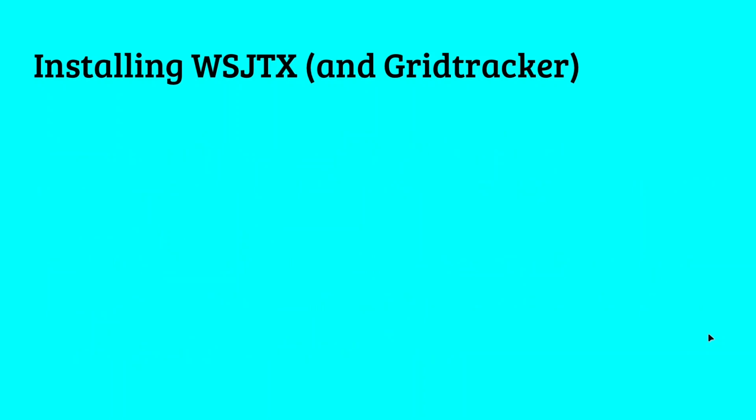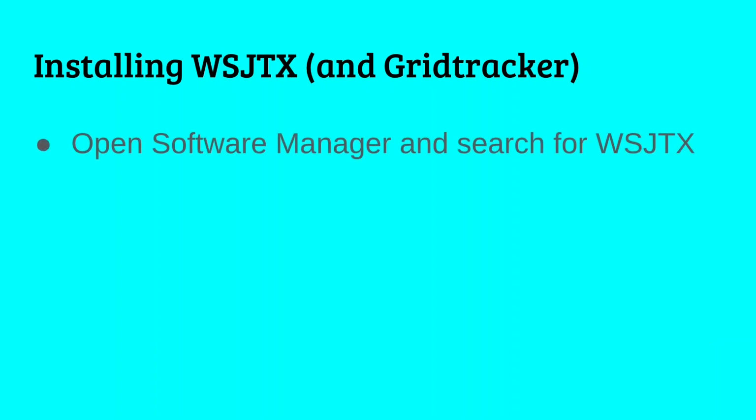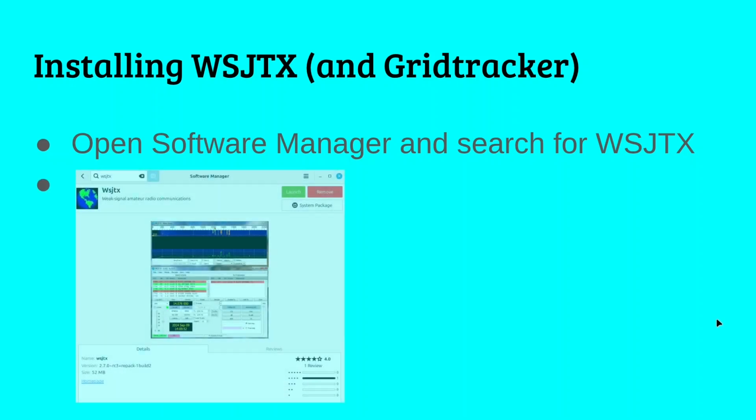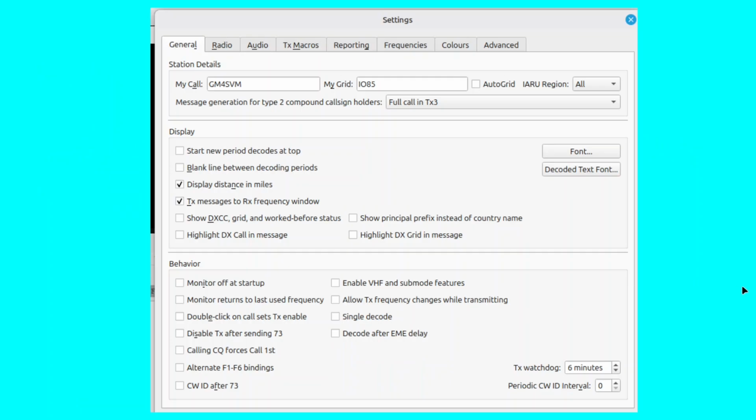Installing WSJTX and GridTracker, if you want to do it, is very easy. All you do is open the software manager and search for WSJTX. I've already got it installed, but normally you would have a button there showing you click on that to install it. And you do the same for GridTracker if you want to operate that.